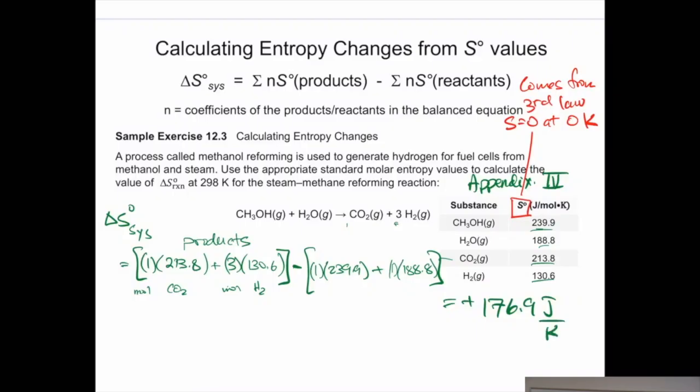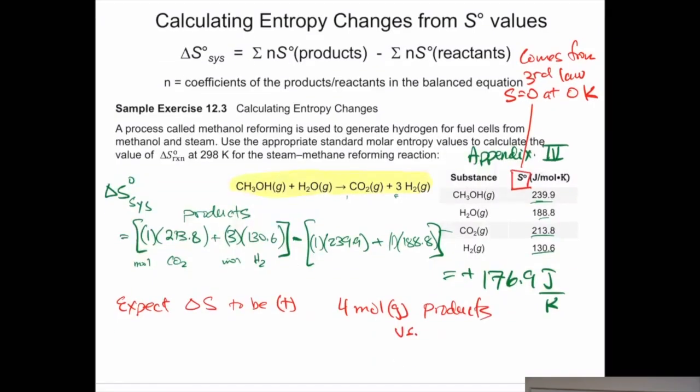Now take a look at this reaction though. Do you expect entropy to be positive or negative if you just look at this reaction? Positive or negative, and why? More moles of gas in the product. Say it louder. We expect delta S to be positive because we've got 4 moles of gas in the products versus only 2 moles of gas in the reactants.